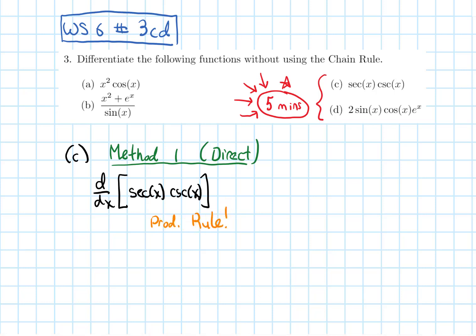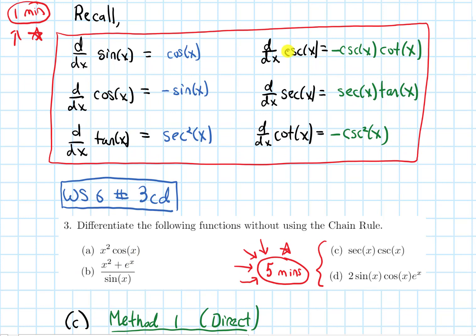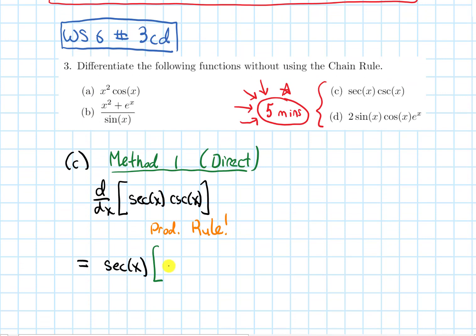With the product rule, we'll get the first function, which is secant x, times the derivative of the second. Derivative of cosecant x, we may have to look this up in our table. In the early goings, we may be less familiar with these formulas. Derivative of cosecant x is negative cosecant x times cotangent of x. Then plus the second function, cosecant of x, times the derivative of the first, derivative of secant x. That one is secant x times tangent of x.